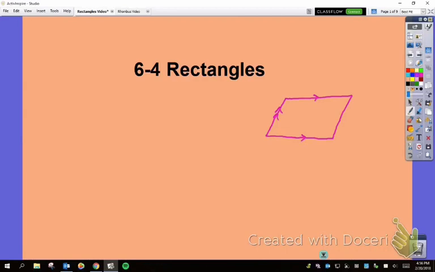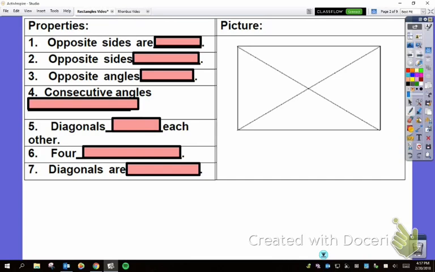So these are our parallel sides, and here are our congruent sides. So opposite sides congruent, opposite sides parallel. Today we take that one step further when we talk about rectangles. With parallelograms we had 5 properties. With rectangles we have 7 properties. The first 5 properties are the exact same properties that we have when we talk about parallelograms.